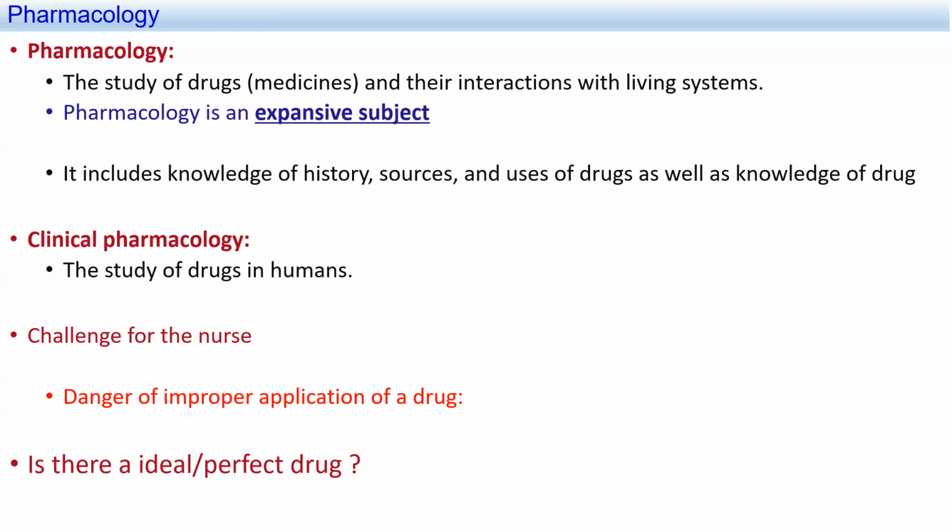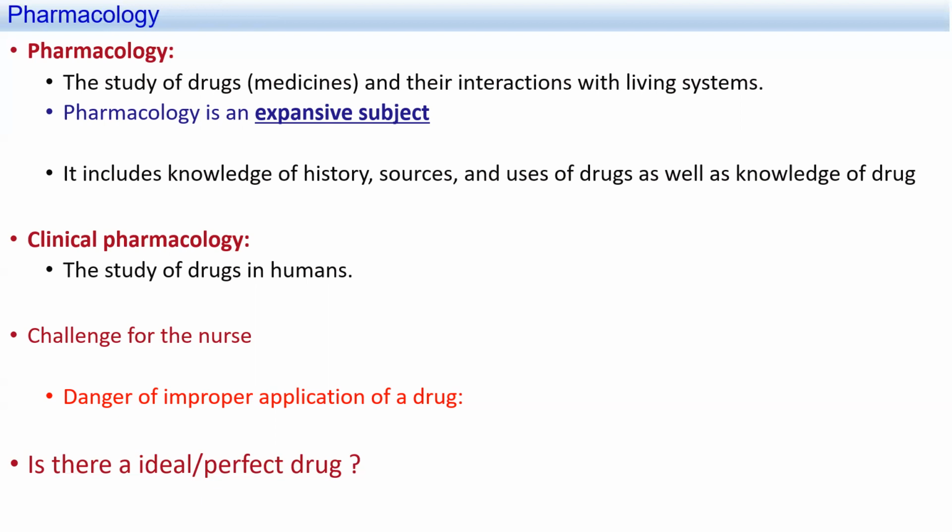So clinical pharmacology is the study of drugs in humans, so patients as well as healthy volunteers, like in clinical trials. Sometimes we do something called clinical trials to check the effectiveness of the drug. A challenge for the nurse is learning the applications of existing drugs and staying current with new drugs introduced each year. So even I would say each day, there is a new drug that's going to be introduced.